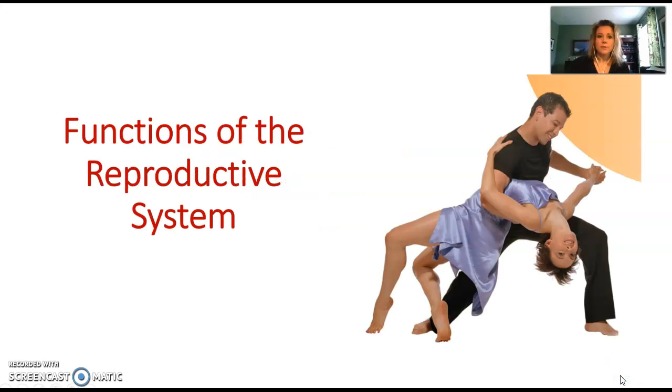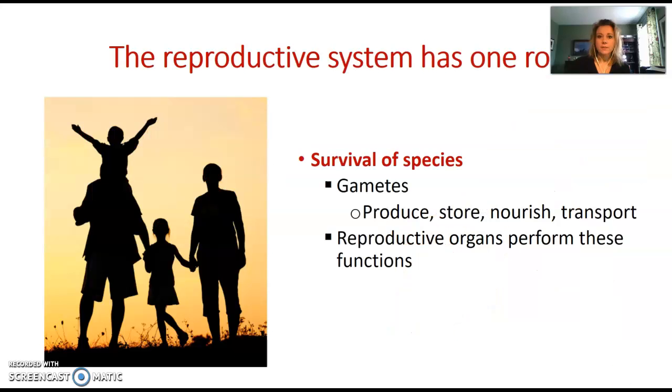So let's talk first about the general functions of the reproductive system. It's in charge of survival of the species. The reproductive system produces gametes, which are the sex cells, the oocytes in females and the sperm in males. And the organs of our reproductive systems are charged with producing, storing, nourishing, and transporting those gametes so that they meet each other during fertilization.